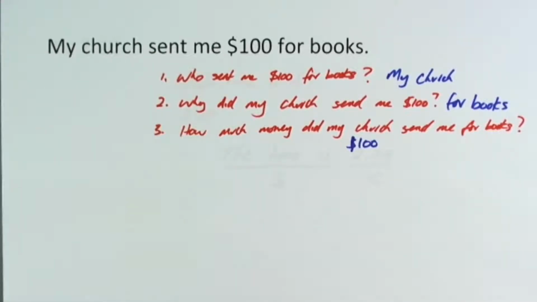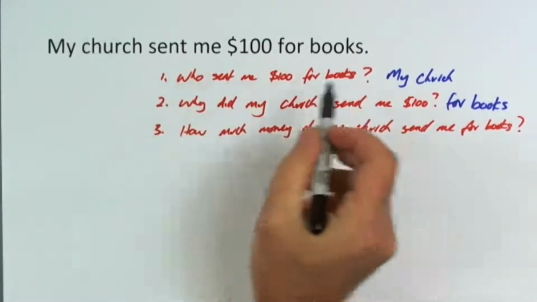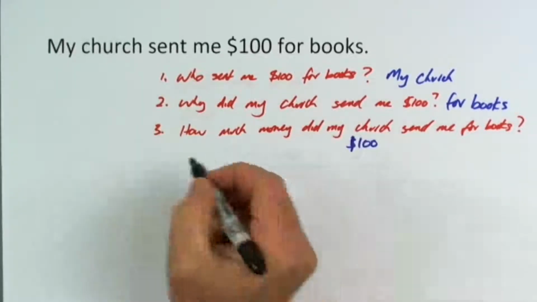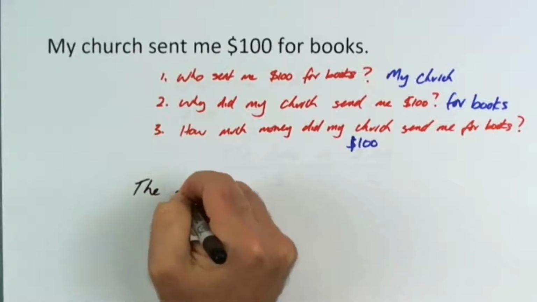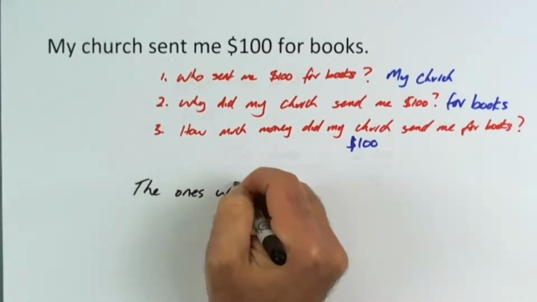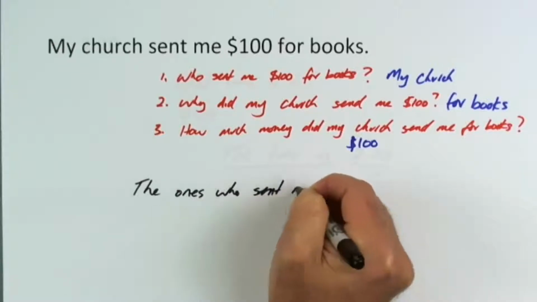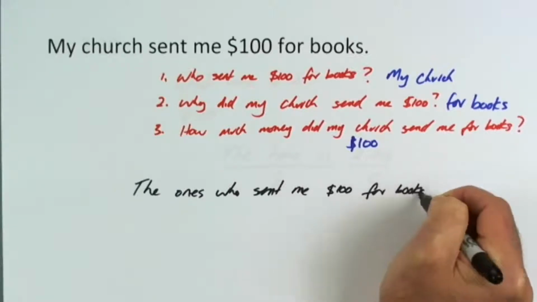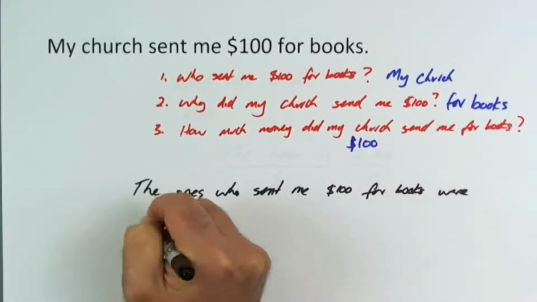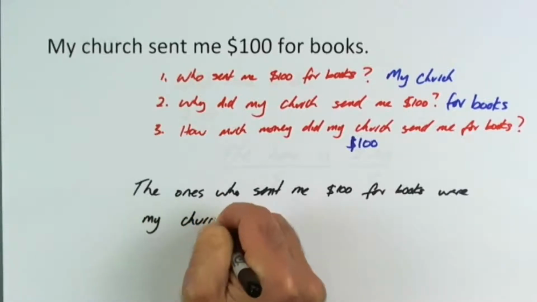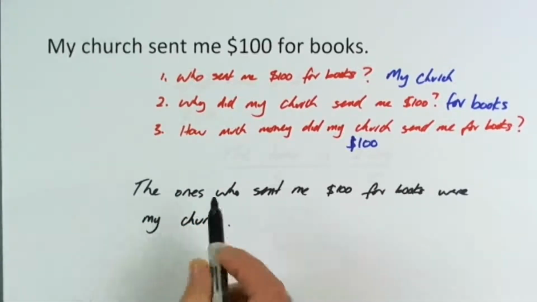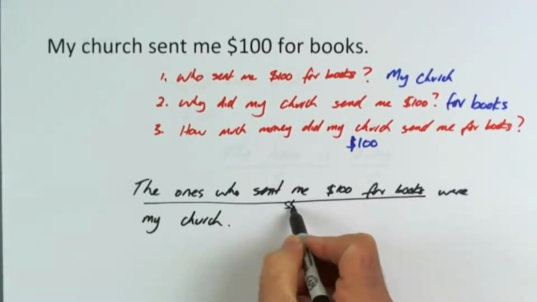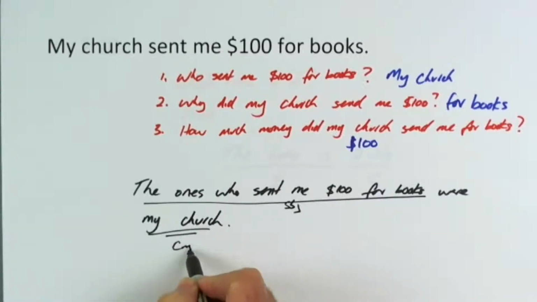Again, what you do if you're making one of these, let's say it's the first one, you have to rephrase this question now as a statement. So the ones who sent me $100 for books were my church. And that would be the subject complement statement. So the ones who sent me $100 for books, here's my subject, and then my church is the complement.